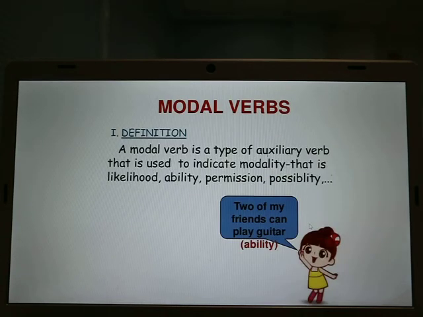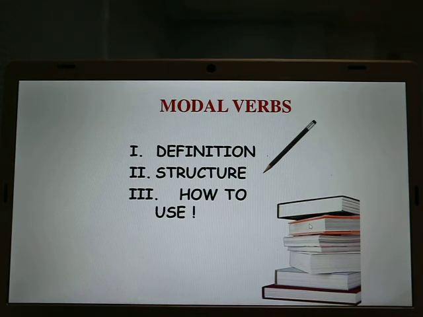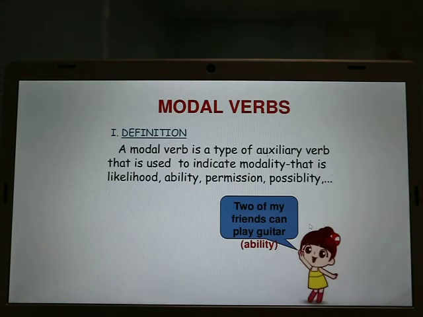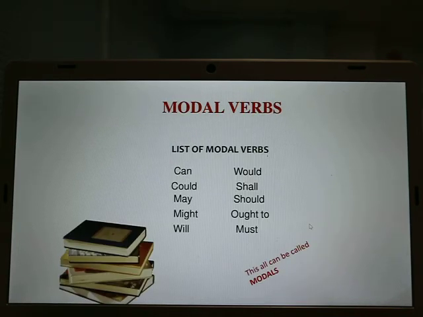So for today's lesson we will discover the definition, structure, and how to use modal verbs. Okay, first the modal verbs. A modal verb is a type of auxiliary verb that is used to indicate modality. Modality means likelihood, ability, permission, and possibility. First is ability. Two of my friends can play guitar. Okay? List of modal verbs. So these are the examples of modal verbs: can, could, may, might, will, would, shall, should, ought to, must.